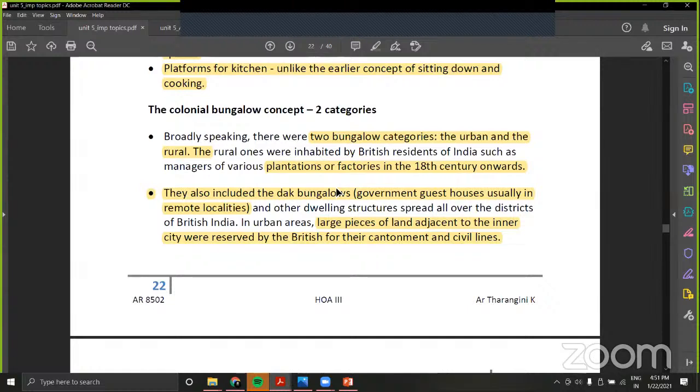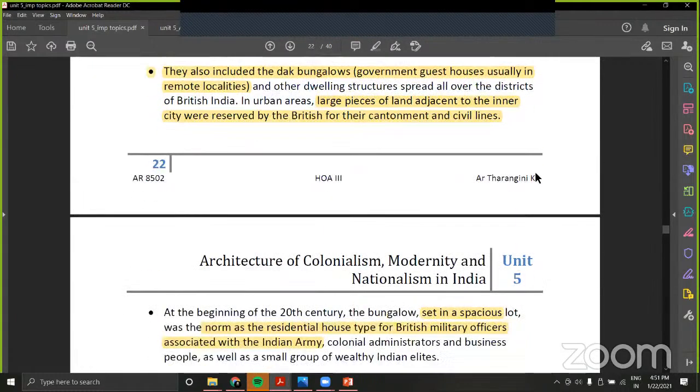So basically, there were two types of bungalows. One for the urban people, and one for the rural people. Rural people in the sense the people who were working only for the British, not for our Indians. The rural bungalows were used for the workers in the factory or in the plantation, and all those civic building workers, British workers. And all the rich people and the governors and all the people in the higher category used the urban bungalow.